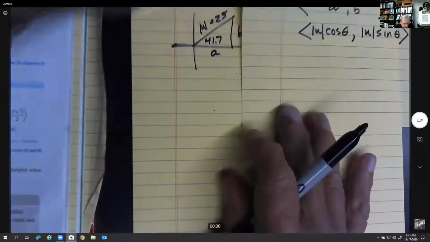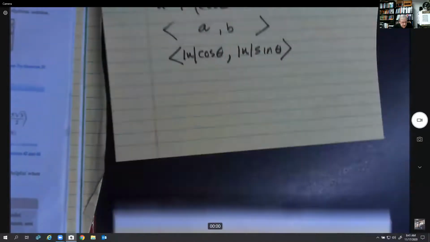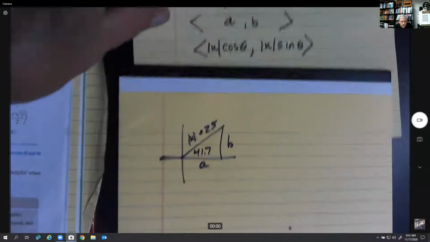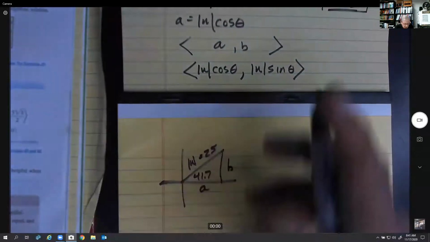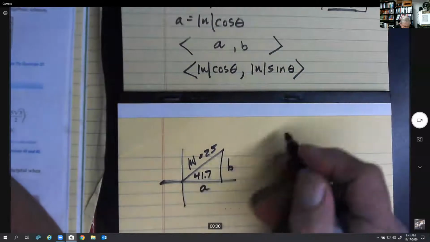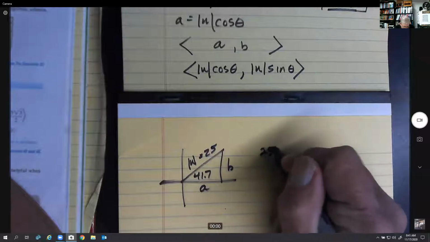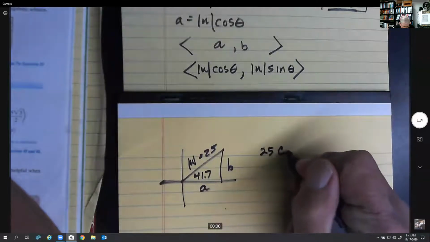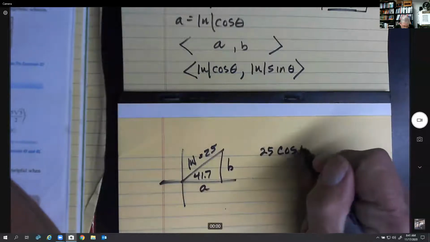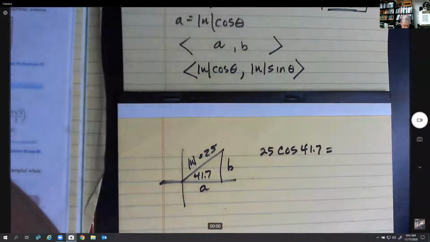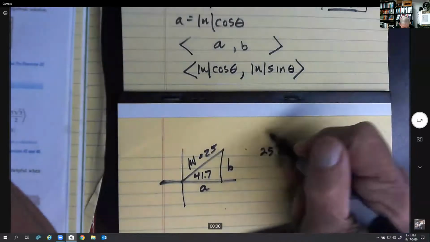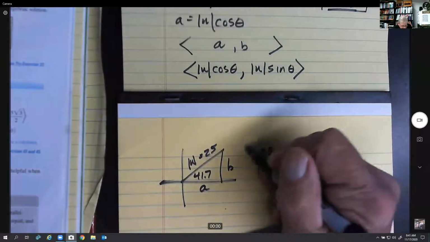Okay, so it says use the two formulas in the box to calculate A and B. Okay, so we want to write it as A and B. Let's take this little formula right here, we'll put it up here. Let's see if we can fit all this on the paper. So I want to find A. All I've got to do is take my magnitude, which is 25, times the cosine of theta, which is 41.7. And I can look that up on my calculator. And this will give me the value for A.